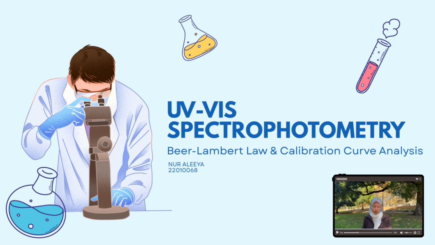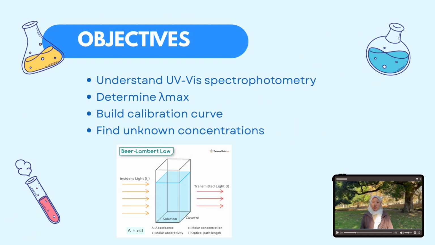So in this experiment, I will explain the Beer-Lambert law, determination of lambda max, construction of the calibration curve, and calculation of unknown concentration. So the objective of this experiment is to understand the principle of UV-Vis spectrophotometry, identify the wavelength of maximum absorbance, which is lambda max, construct a calibration curve using standard solution, and determine the concentration of unknown sample.